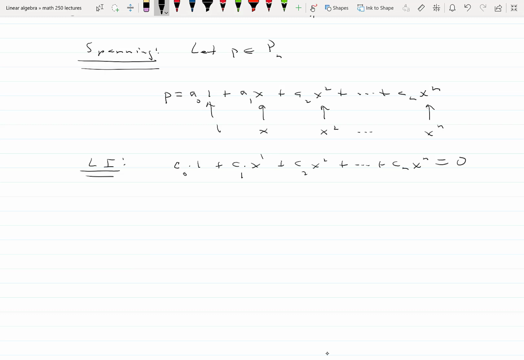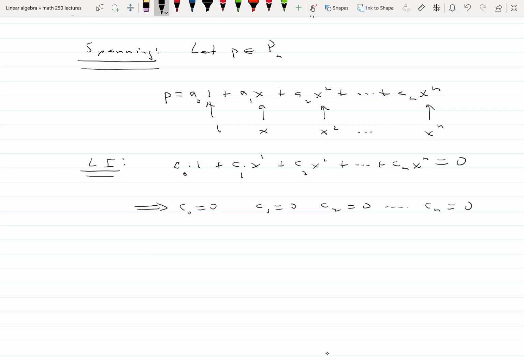x to the n equals the 0 vector in Pn, which is the polynomial y equals 0, or p of x equals 0. This polynomial equation has to hold for all x. We're not looking for the solution to this equation. That's a different kind of problem. This equation is supposed to hold true for all x. The only way this could possibly hold for all x would be if c0 equals 0, c1 equals 0, c2 equals 0, etc., cn equals 0.